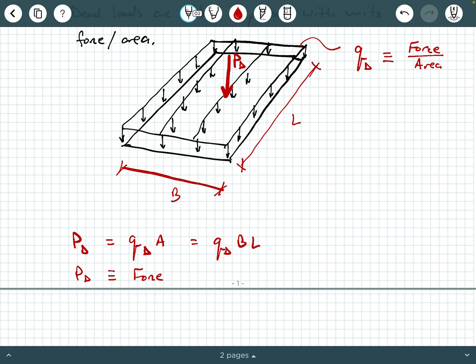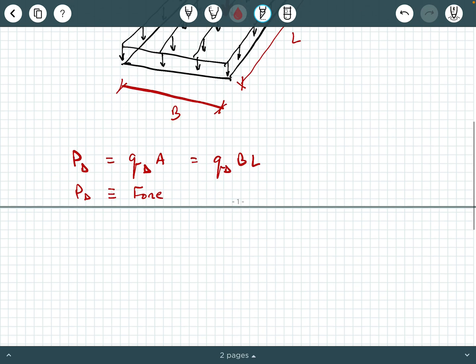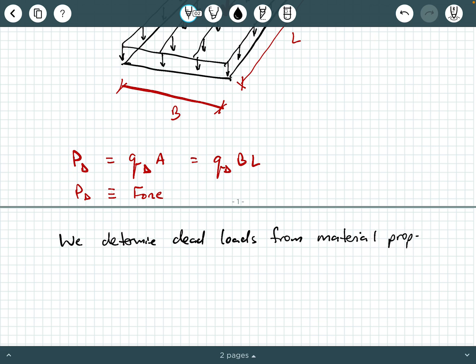Okay, so then my follow-up question for you to think about is, how do we determine minimum design dead loads, or just dead loads in general? Well, we determine dead loads from material properties. What are some material properties?